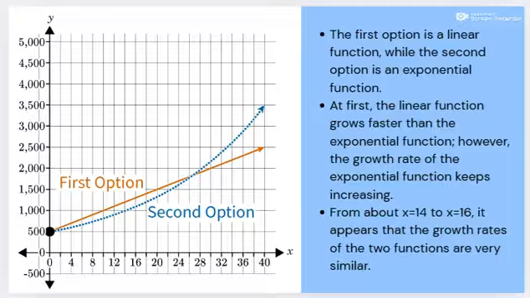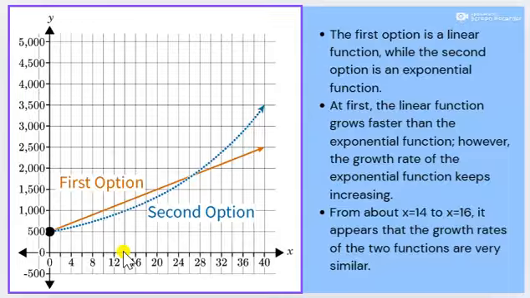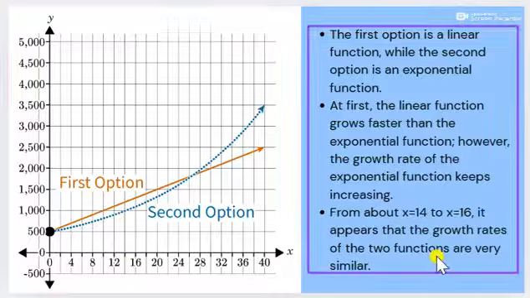At first, the linear function grows faster than the exponential function. However, the growth rate of the exponential function keeps increasing. From about x equals 14, so right about here, to x equals 16, right about here, it appears that the growth rates of the two functions are very similar.